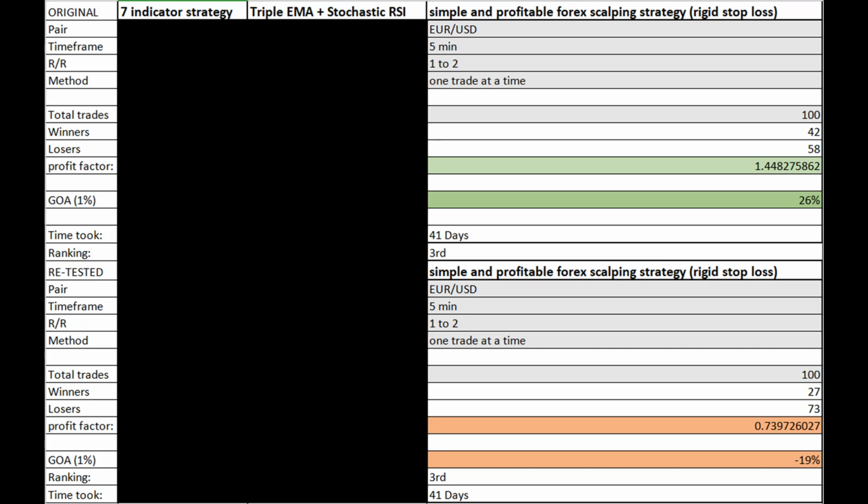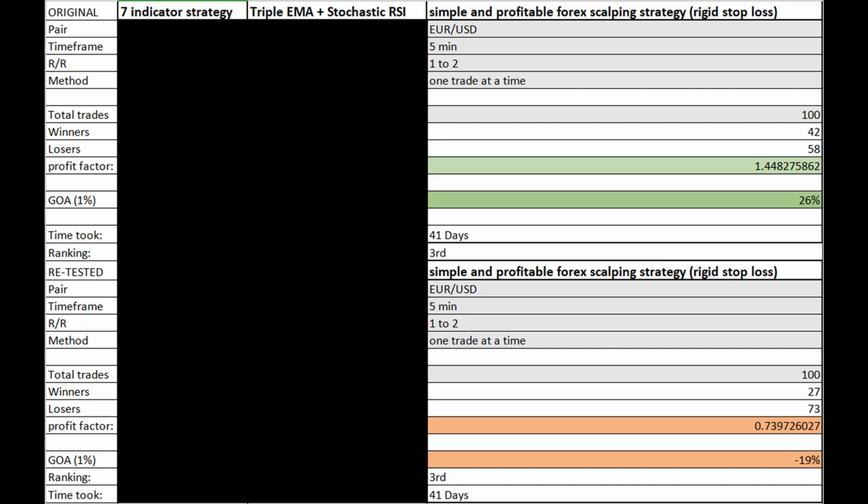On the top you can see the original strategy backtest results, and on the bottom you can see the retested ones. Well, as you can see, these results were not even close to the original backtest. One important thing I have to mention here is that when I did the original backtest, the video that this strategy was based on was using 3 pips, not 0.3. That was a mistake on my side.